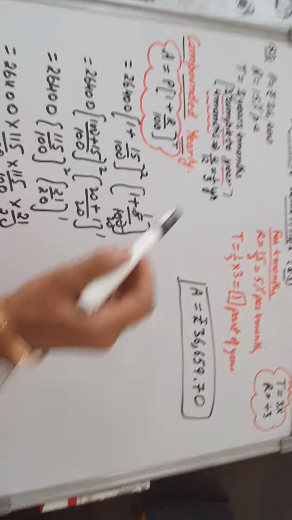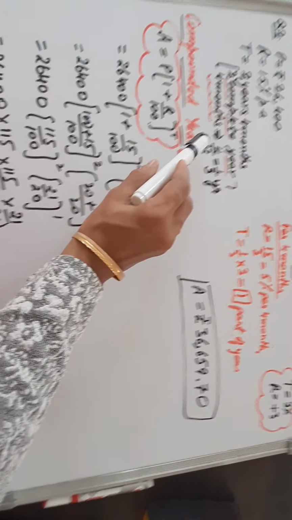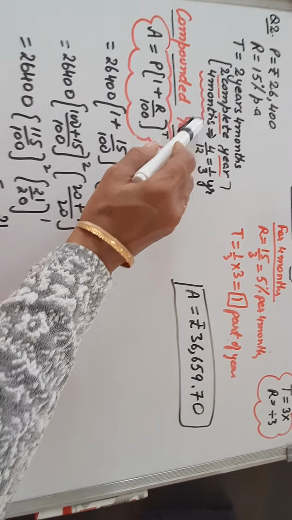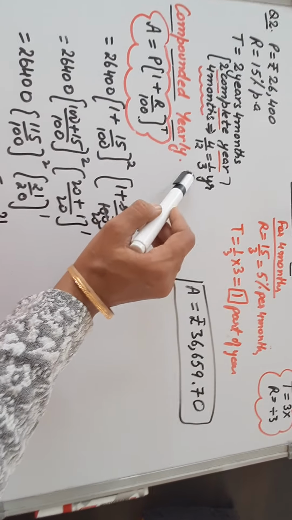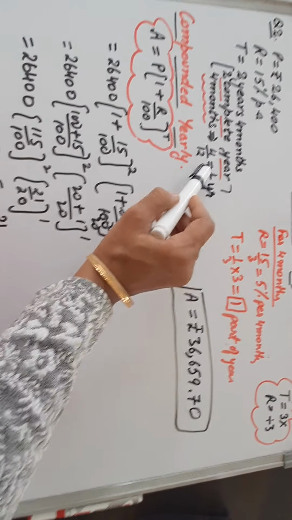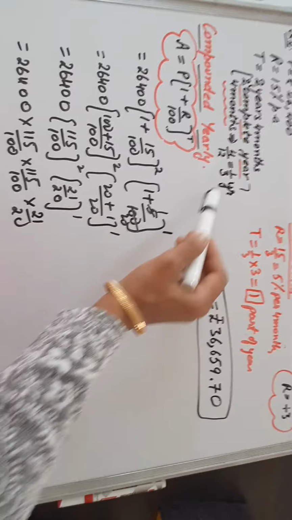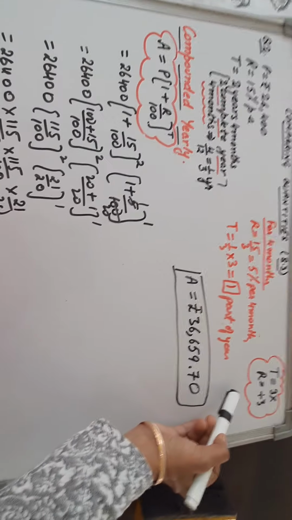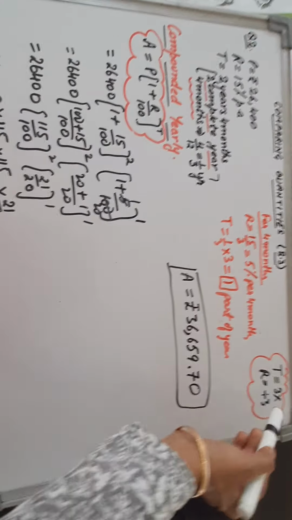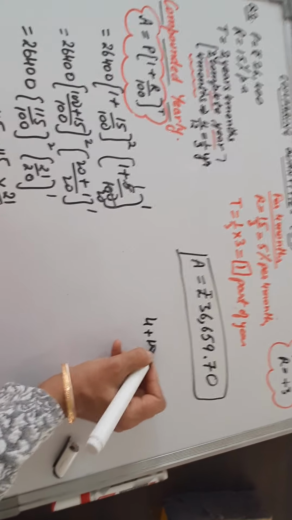So I hope it is clear to you. 2 complete years, for 2 complete years we'll take a separate bracket. For 4 months, we'll take a separate bracket. But before that, we need to convert 4 months into year. And what is the way? 4 divided by 12. So by reducing it, we'll get 1 by 3. But we can't put the power in the fraction form. So what is the trick I told you? Just multiply this year into 3. And why we are multiplying by 3? Because 4 months is the third part of the year.